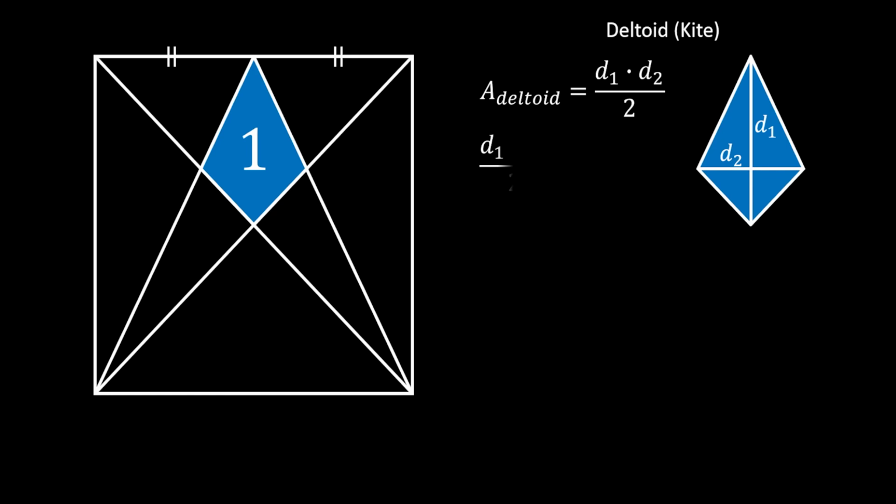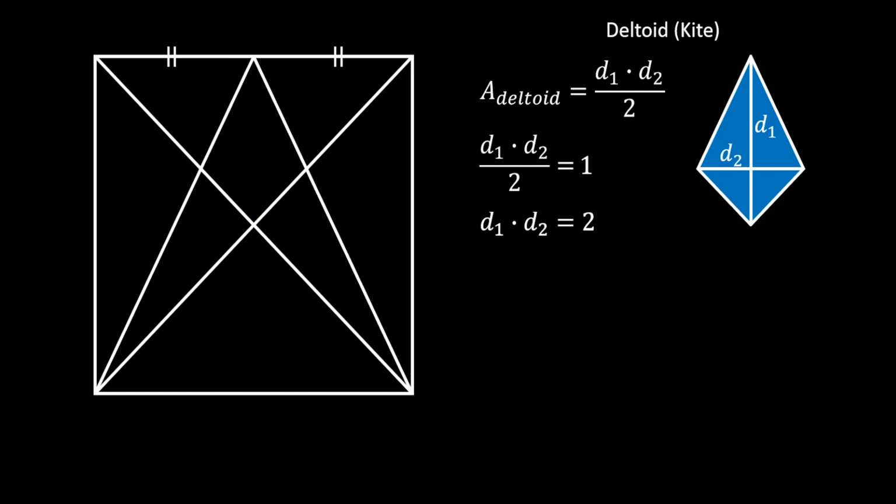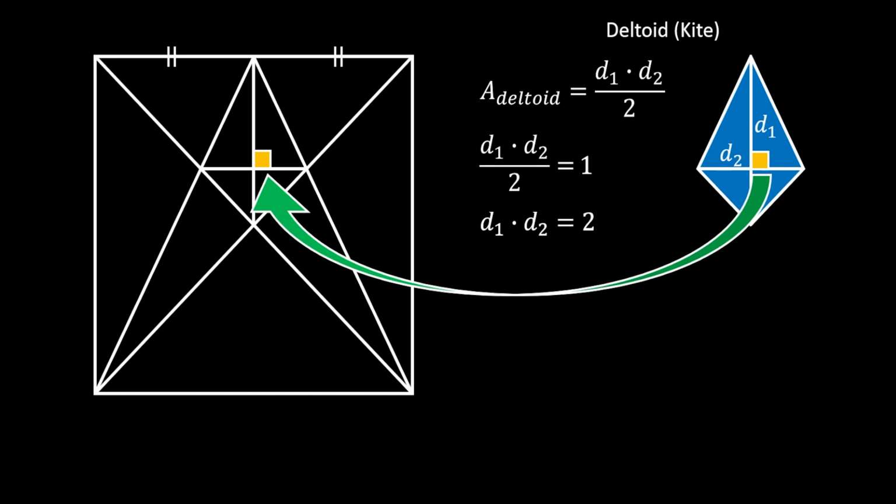Now, we know that the area of our deltoid from the sketch is equal to 1, so we can simplify this to get that the product of the diagonals of our deltoid is equal to 2. Next, we also know that the deltoid, or a kite, has two diagonals that are perpendicular to each other. So we're also going to use this fact in our favor here.